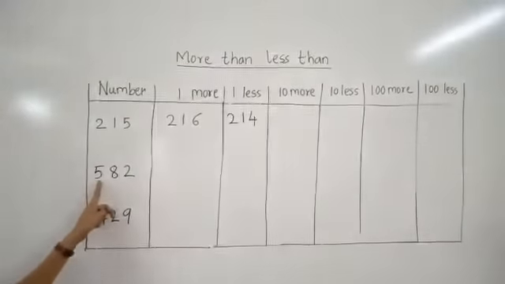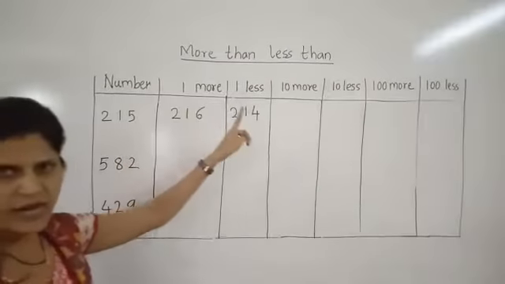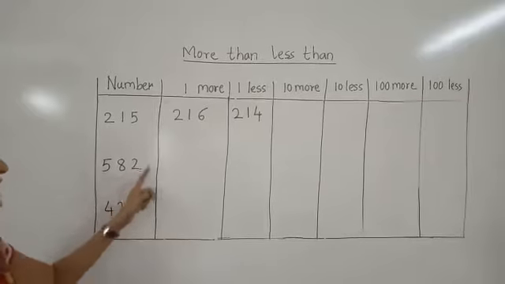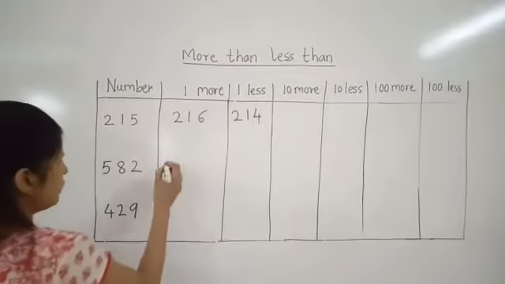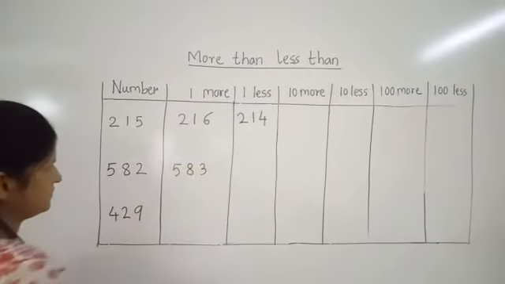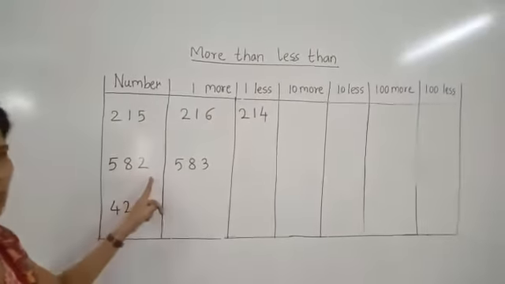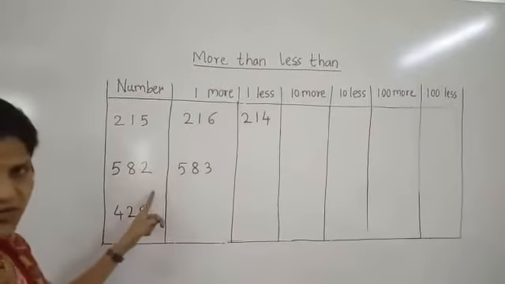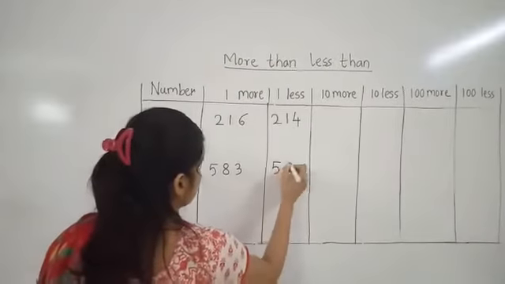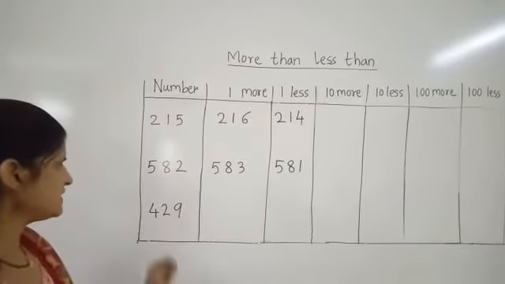Okay. Now the next number is 582 and we are going to do 1 more and less first. So 582 plus 1 will be 1 more, that is 583. And 1 less of 582 means you have to minus 1 from 582, that will be 581.